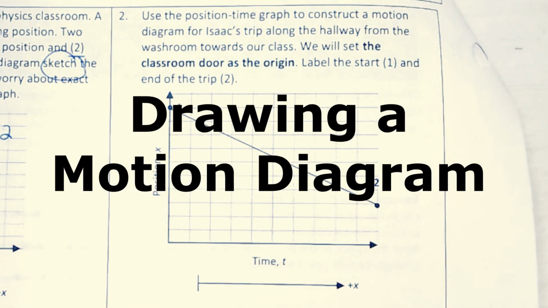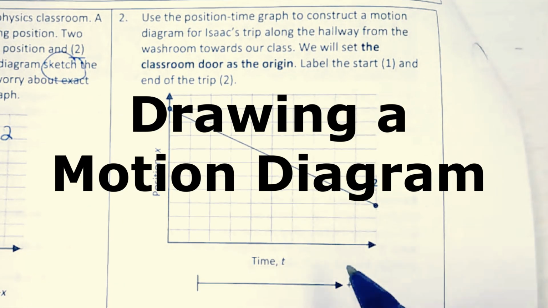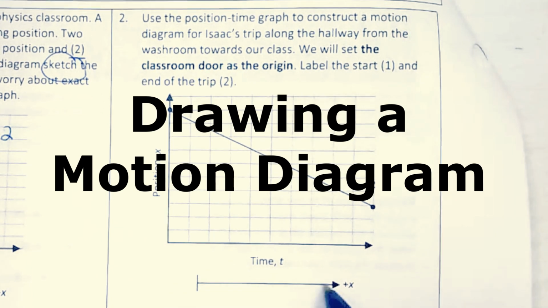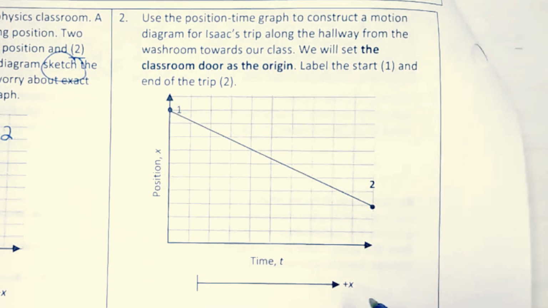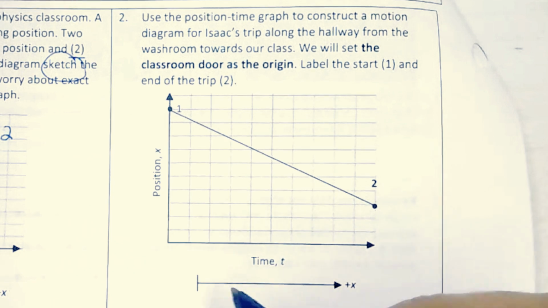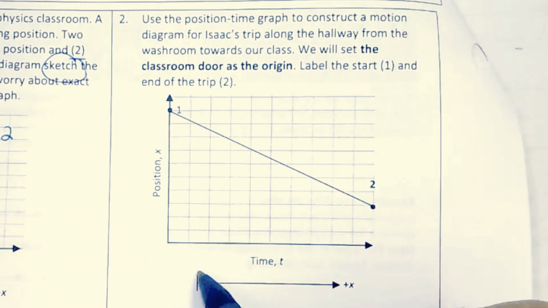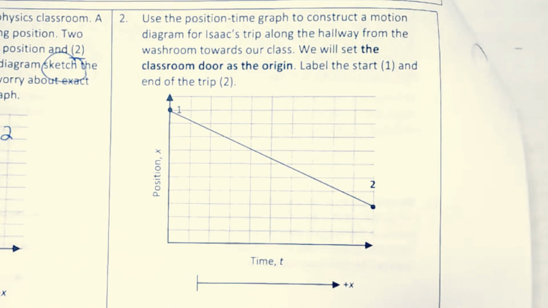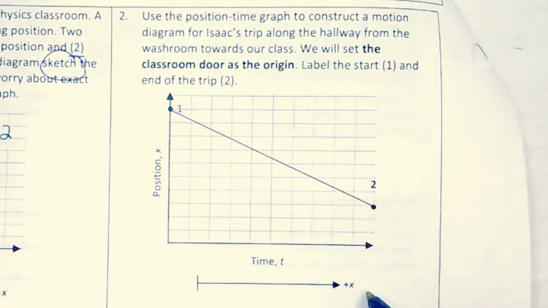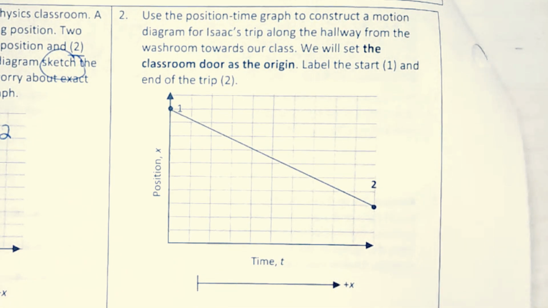Let's take a look at how we draw a motion diagram. So the motion diagram always has an arrow representing an axis. It has a direction that shows us which way this arrow is pointing. And it always has a tick like this that represents the origin for the position measurements. So we have the origin, and then we have the positive x direction.